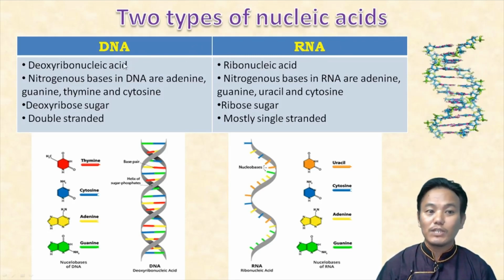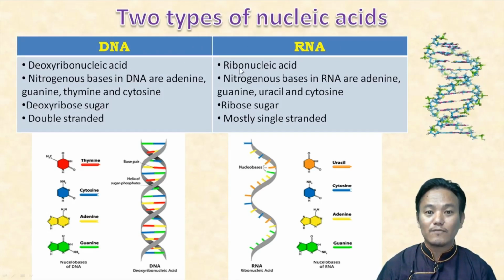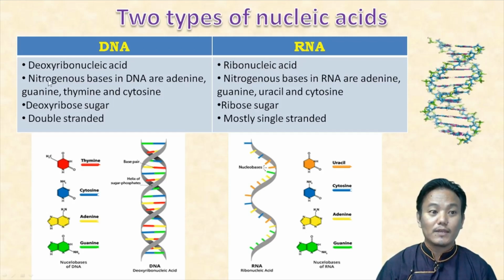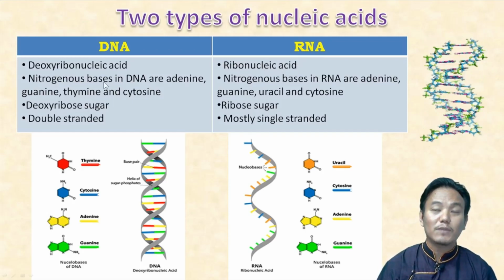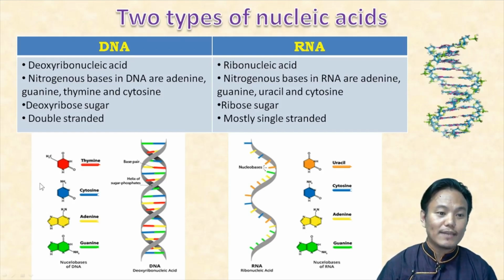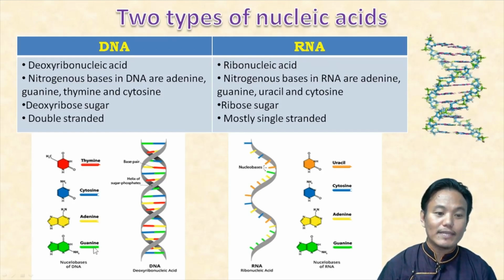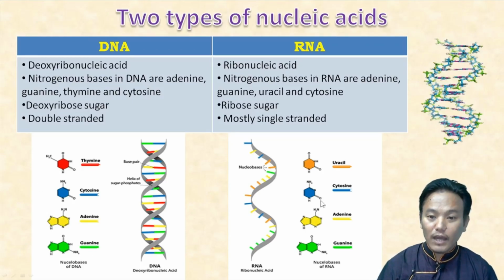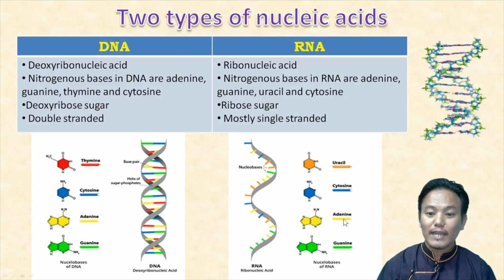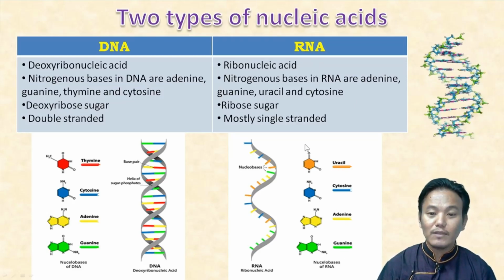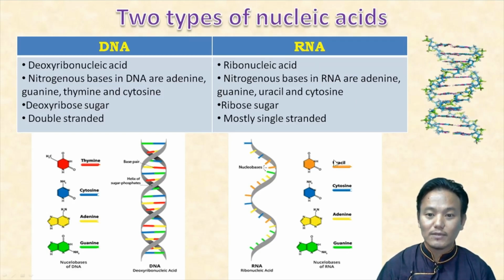DNA stands for deoxyribonucleic acid. RNA stands for ribonucleic acid. The second difference is the nitrogenous base composition. Inside DNA, we have got thymine, cytosine, adenine, and guanine. In RNA, we have got uracil, cytosine, adenine, and guanine. So instead of thymine, in RNA, we have got uracil.